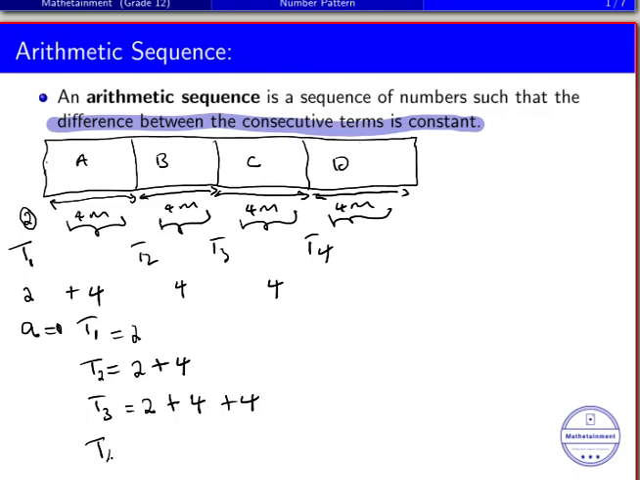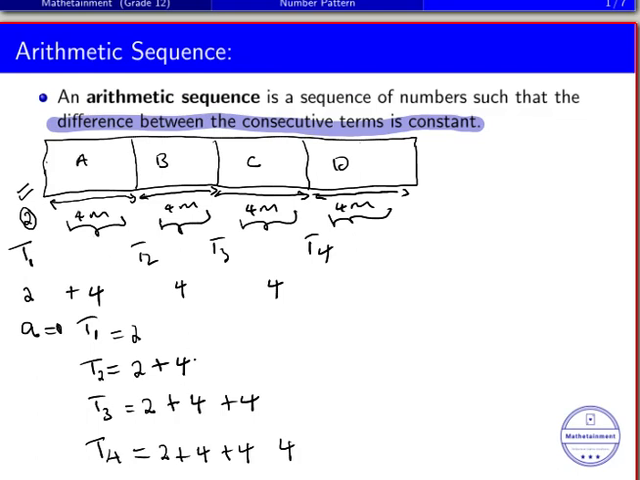Moving to class number 4, I have to relate my classroom D with my classroom A. So from classroom A, that's where I have T1 which is 2. From classroom A to classroom B, I add 4. From classroom B to classroom C, I add 4. From classroom C to classroom D, I add 4. So if you can check here, moving from point A to point B, there is this constant difference between my classrooms. The common difference is 4.